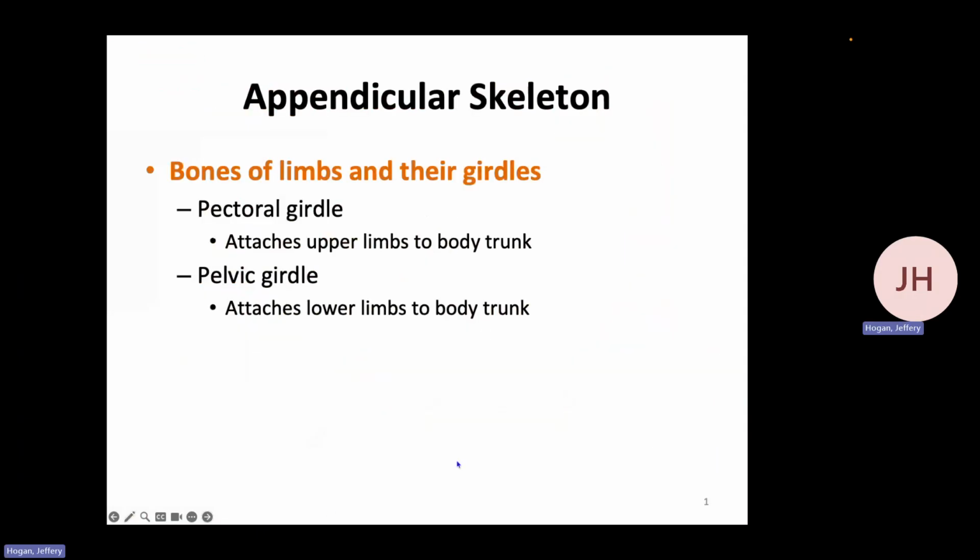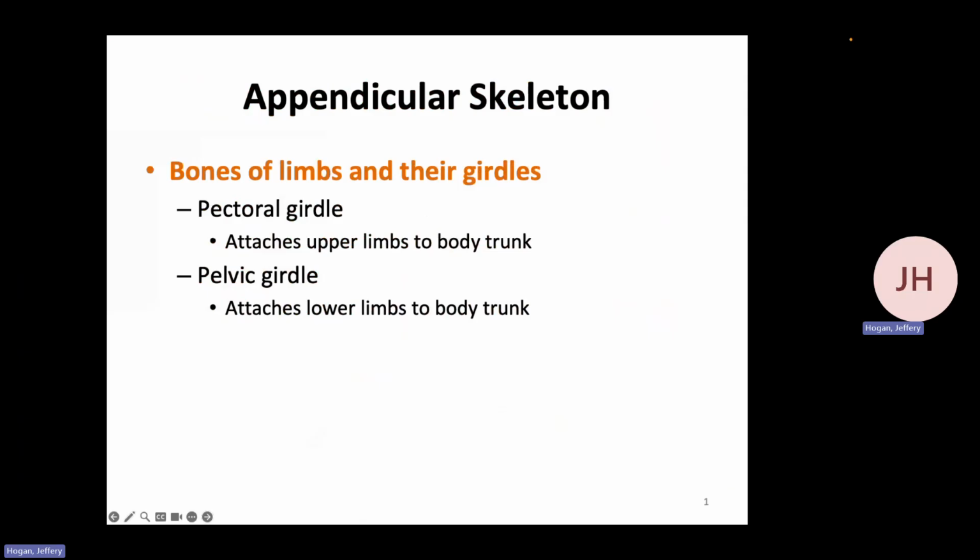Right, so the appendicular skeleton, the bones of the limbs and their girdles, that is to say the arms and the legs and the bones that connect the arms and the legs to the trunk, right? So the pectoral girdle, the clavicle and scapula, are connecting the arm to the trunk, and then the pelvic girdle, the hip bones, are connecting the lower limbs to the trunk there.